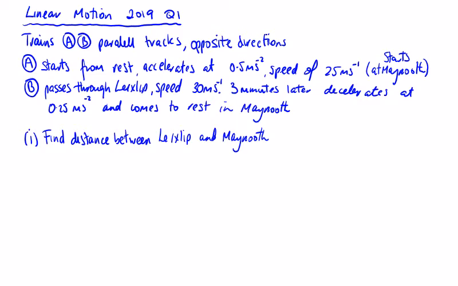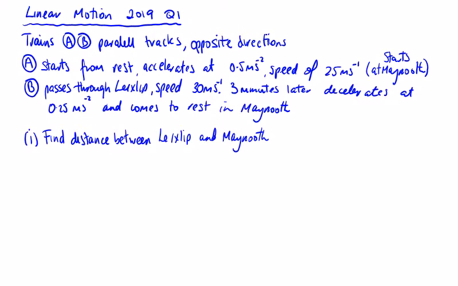At the same time, train A is leaving Minute, train B passes through Leak Slip, heading towards Minute at a constant speed of 30 meters per second. 3 minutes after leaving Leak Slip, train B starts to decelerate at 0.25 meters per second squared and comes to rest at Minute. Find the distance between Minute and Leak Slip.